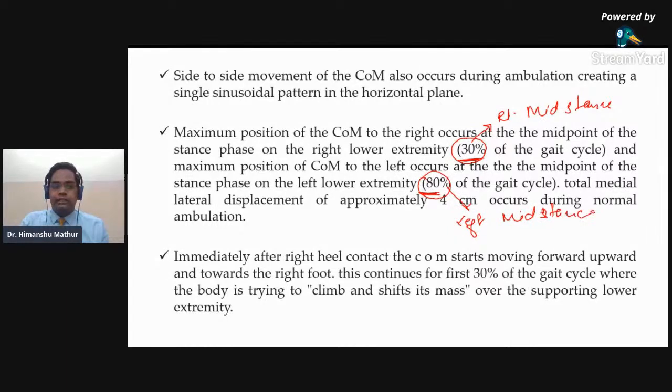So the total medial lateral displacement is approximately 4 centimeters during normal ambulation. Sorry, I told you 2 centimeters, it's nearly 4 centimeters that occurs. Right. Immediately after the right heel contact, the COM or the COG starts moving forward and upward. Now, always keep what I'll be telling you, please listen very carefully. As soon as I start with my heel contact or heel strike, the COM goes forward and upward.